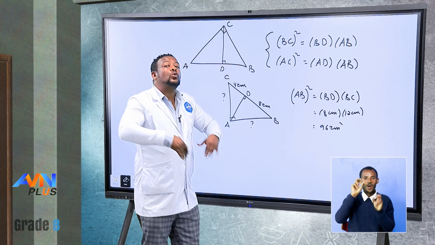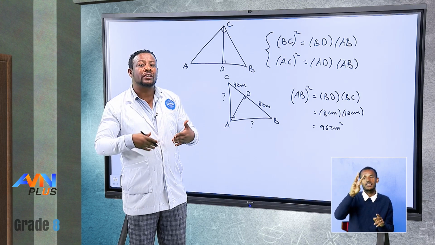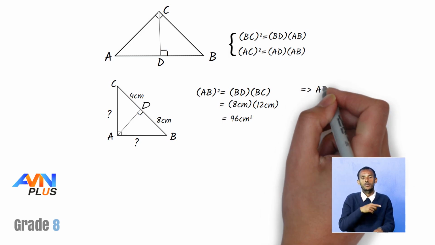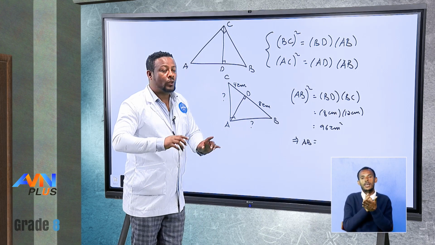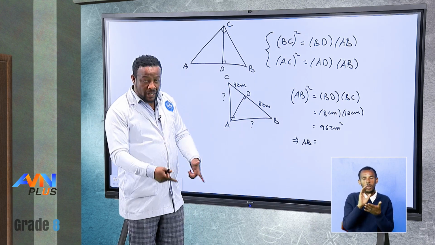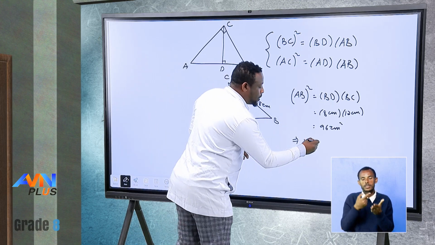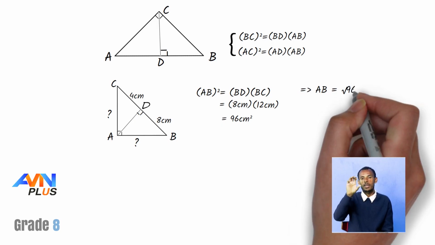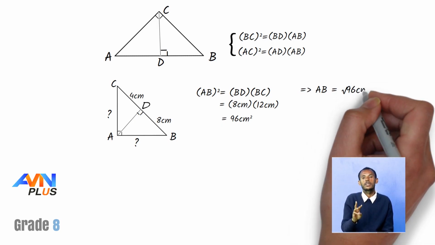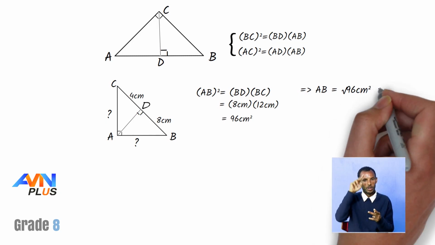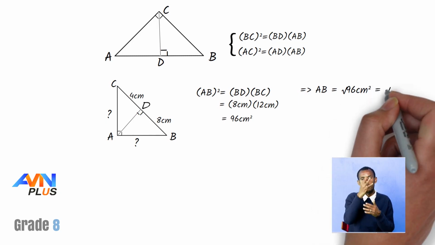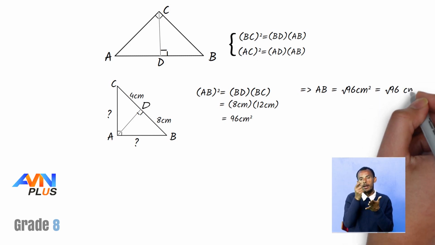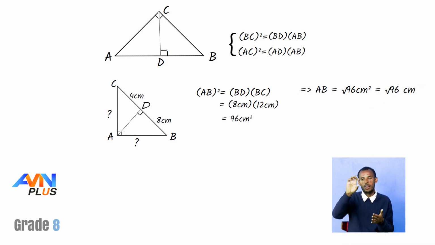Okay, AB square is 96 centimeter square, which means to find the length of AB, we take the radical on both sides. So AB becomes the square root of 96 centimeter square. 96 is not a perfect square, so you can put it in the radical, and centimeter square can be taken out. So this can be written as square root of 96 centimeter.